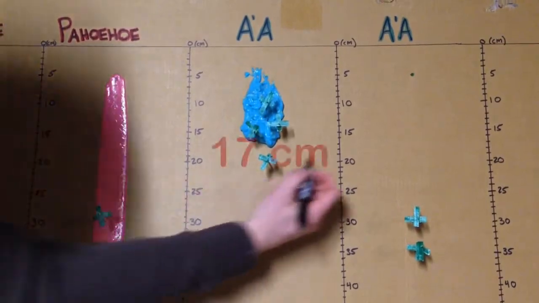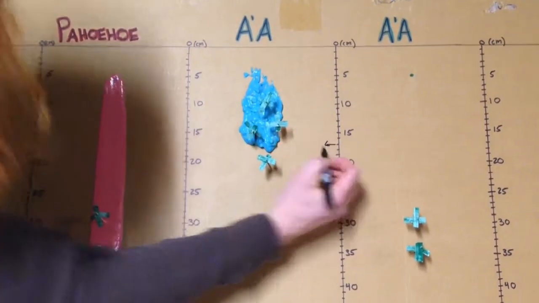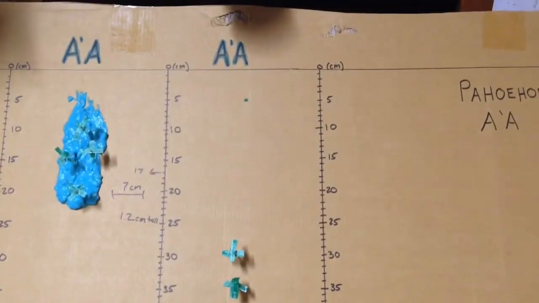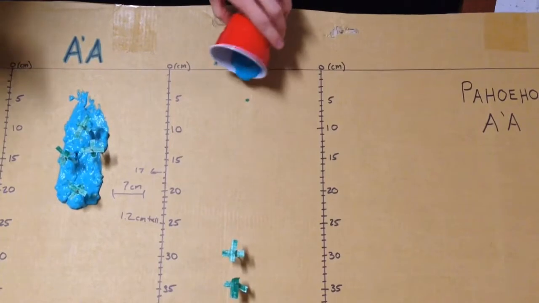Okay. I'm going to mark it at 17. Here's our second trial for the A'A lava, and I'm going to start the timer when it hits the surface.